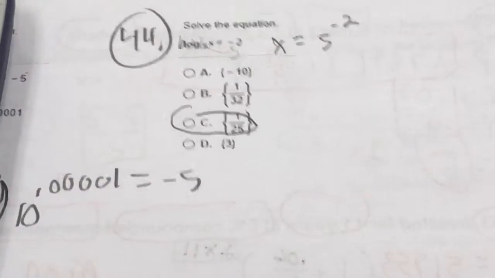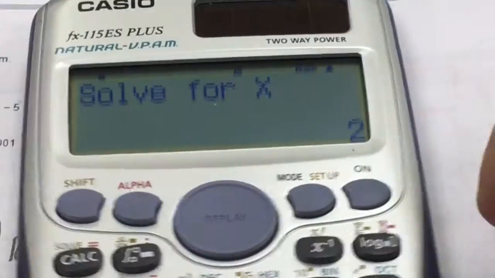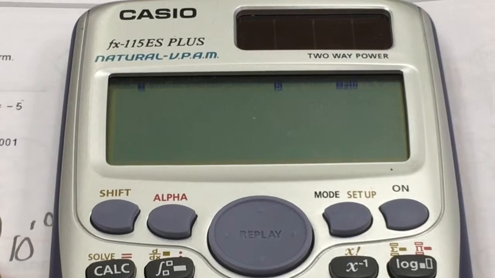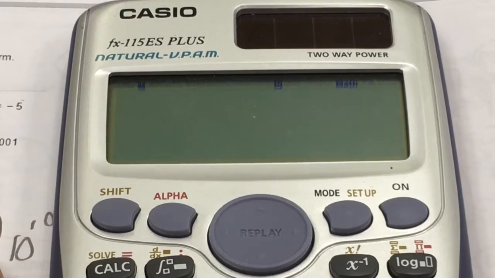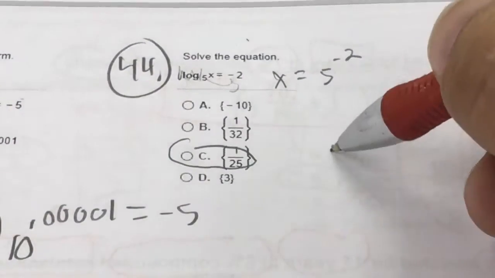Now I'm going to guess one of those choices. I know it's 1 over 25, but I'm going to guess 3. So I'm going to type in 3, take a guess. Now, when you guess incorrectly, it takes a long time for it to generate the answer. And that says 0.04. So I got an answer of 0.04.